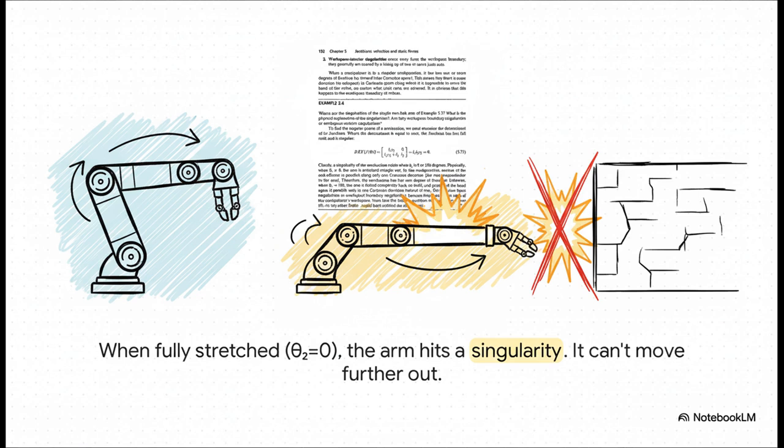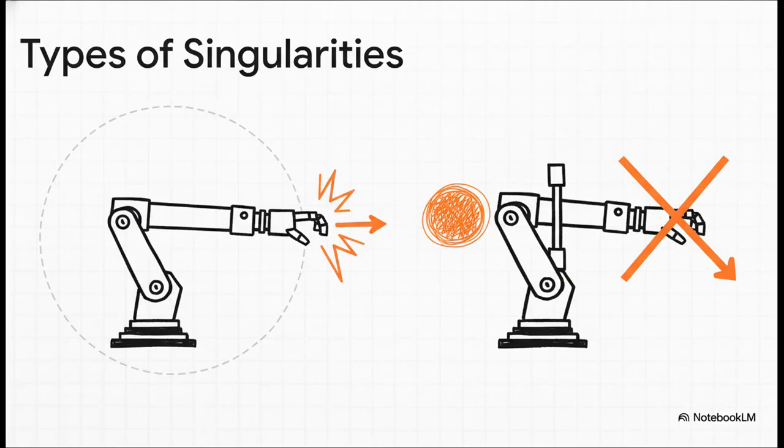And at that exact point, our Jacobian translator totally fails. Any command to move further out results in a mathematical error, which is exactly why avoiding these singularities is so critical for smooth, predictable robot motion. And what's really interesting is that these stuck points don't just happen at the very edge of the robot's reach. The one we just saw, that's called a workspace boundary singularity.